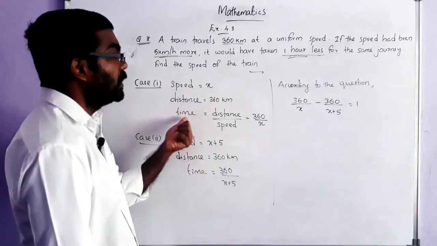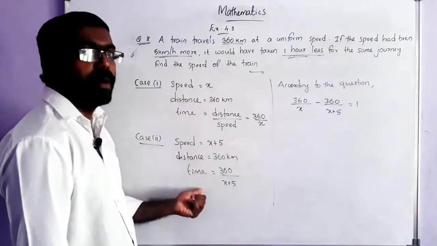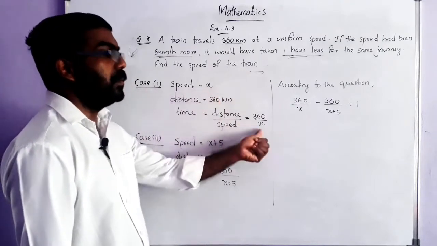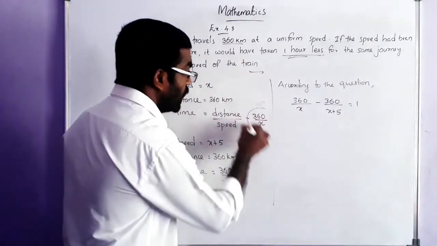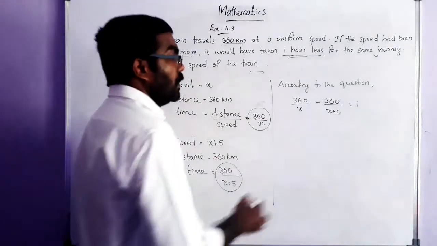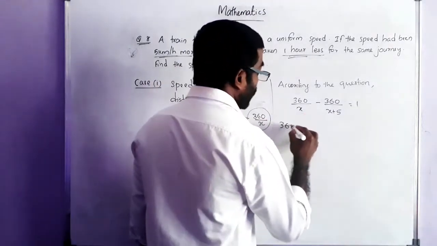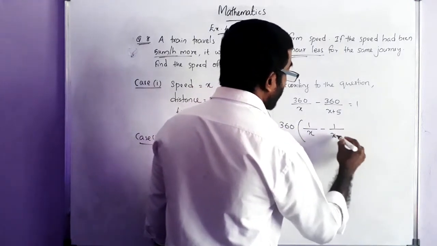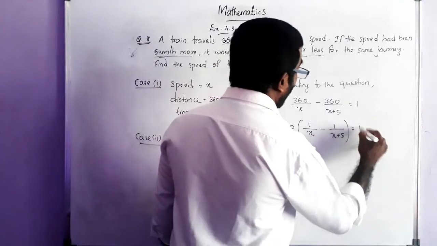Here speed is less, here speed is small. Speed is small means time is more. Speed is more means time is less. So the first one is greater and the second one is smaller. Clear? Now we can take 360 common. 360 into 1 by x minus 1 by x plus 5 is equal to 1.